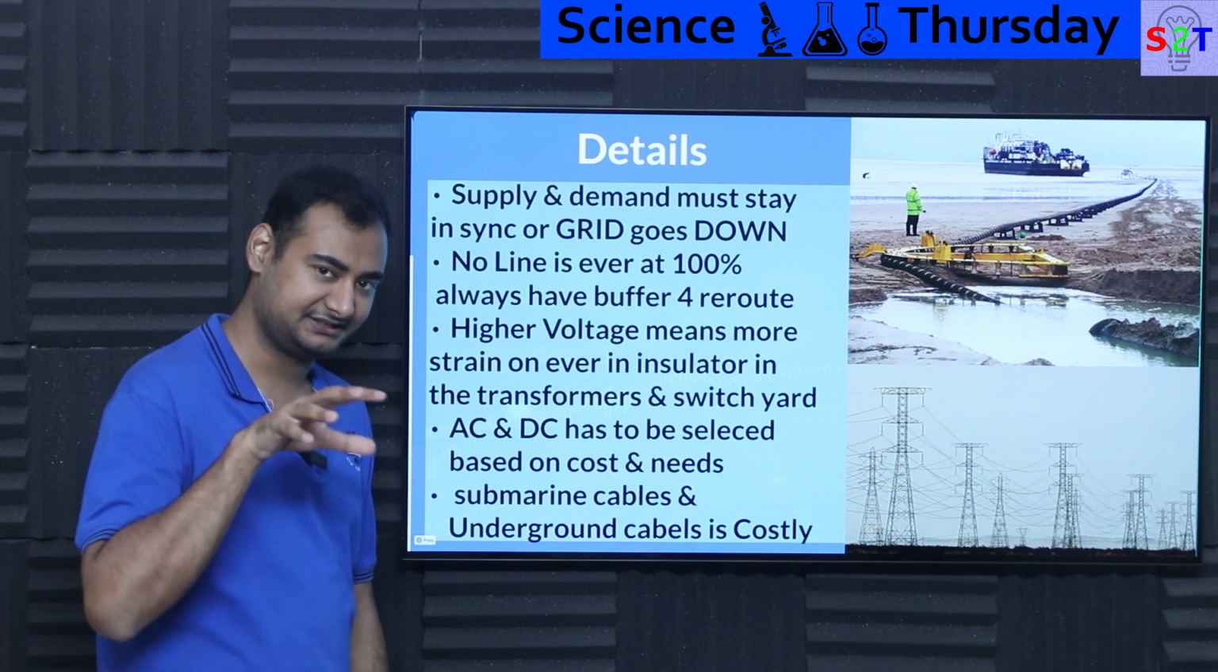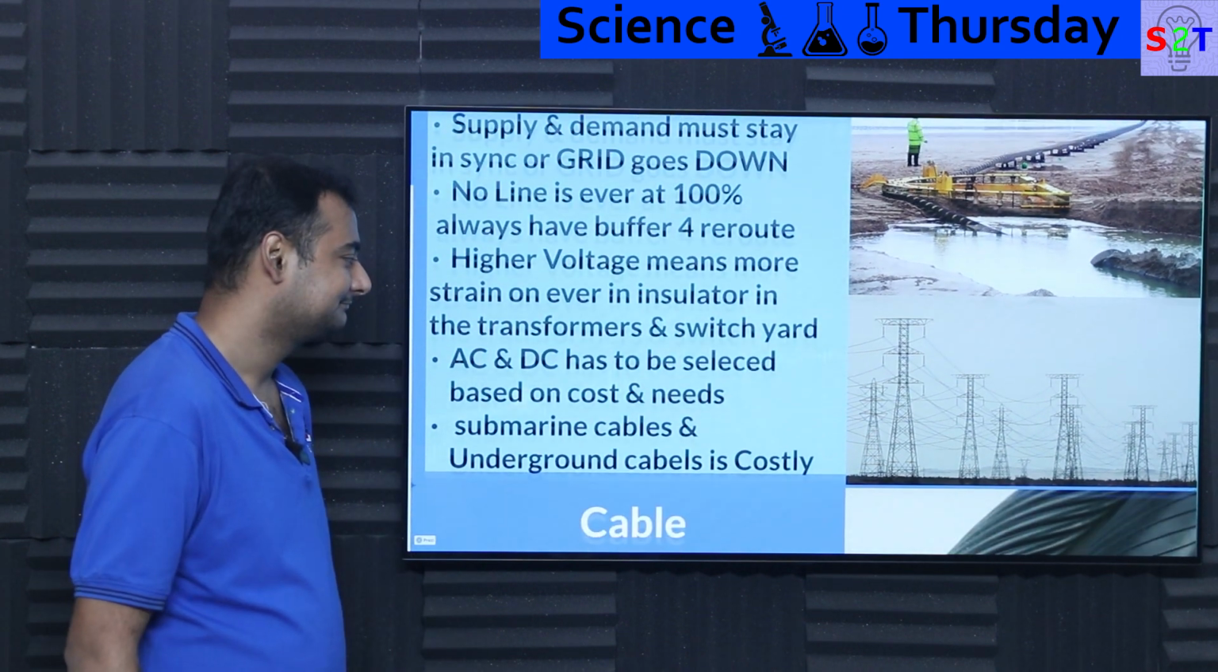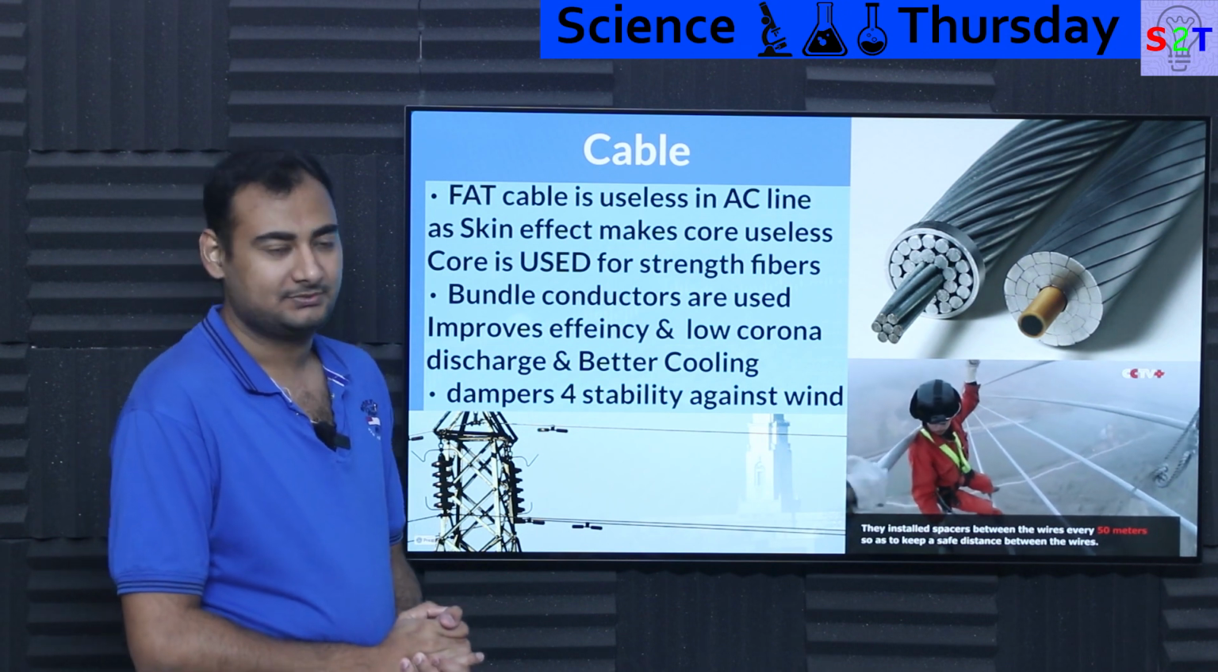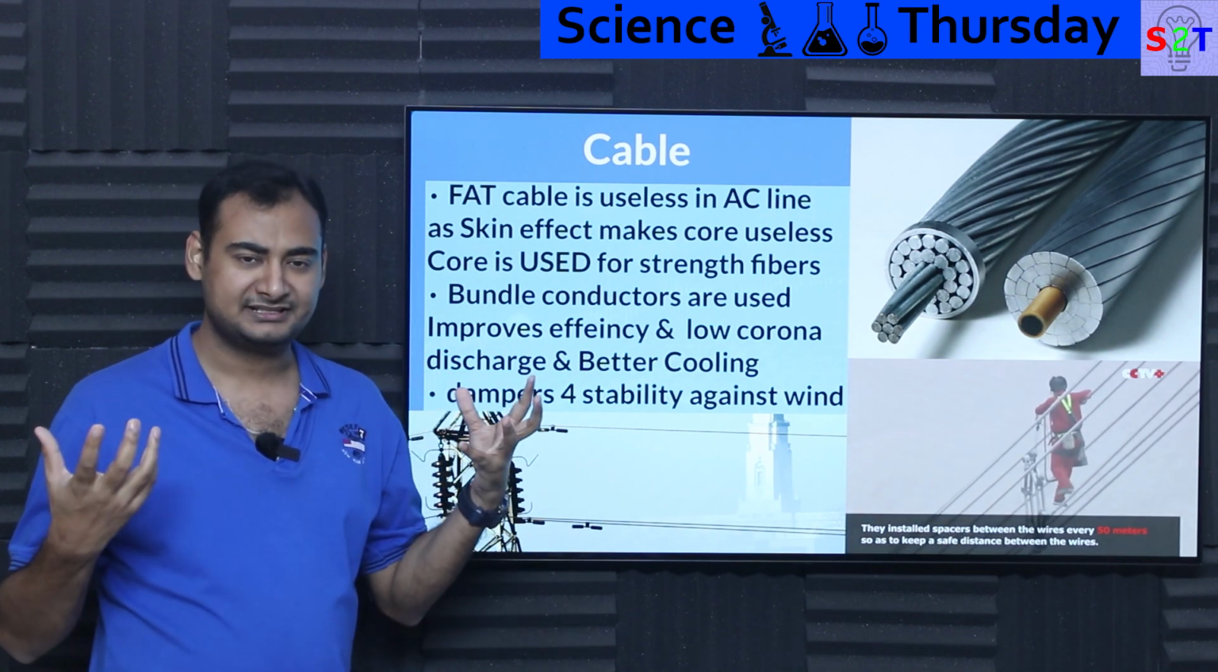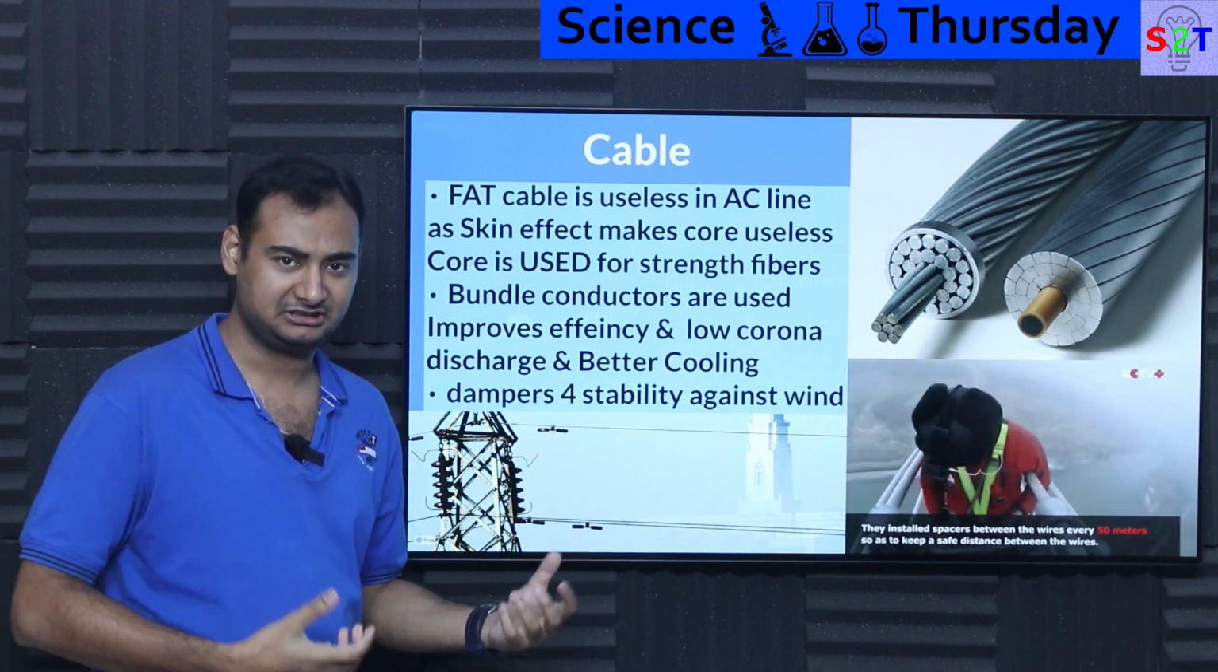So these are the details that you have to work out before you start your plan. Then we come to the cable aspect of it, like the actual thing that is carrying the main power. Now, your first common sense is like more cable. Fatter the cable, bigger the power.